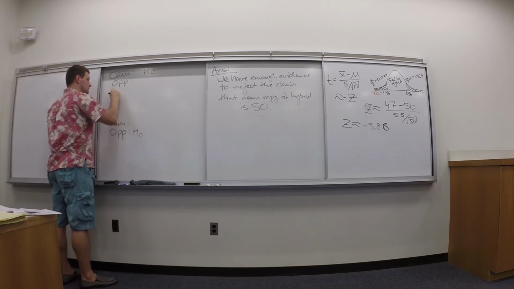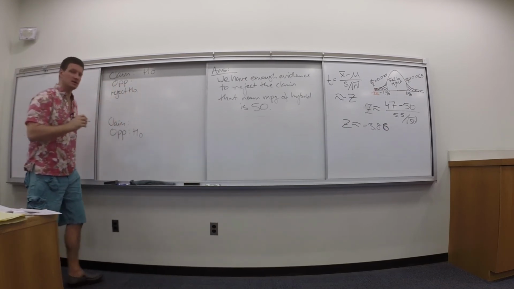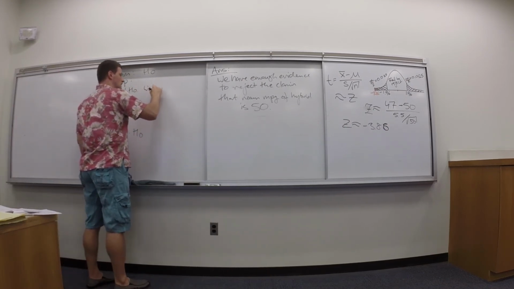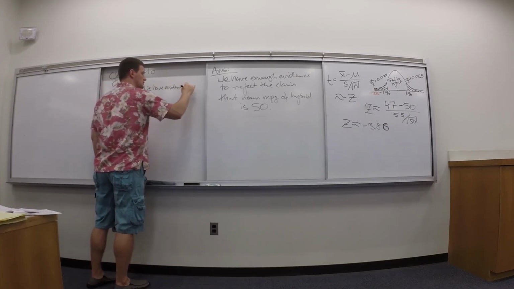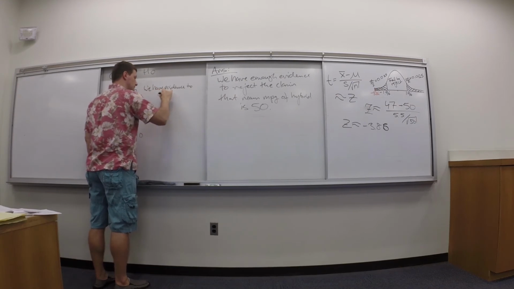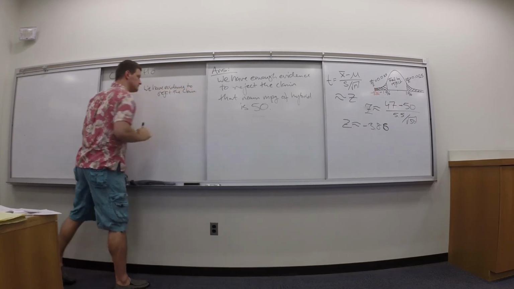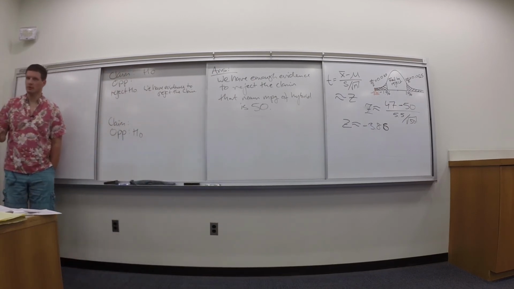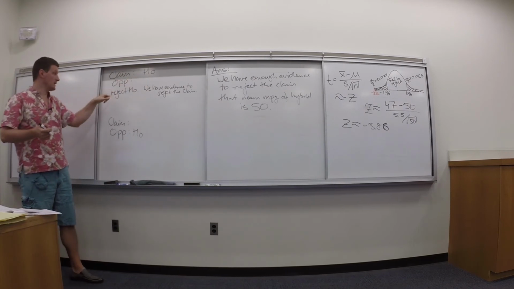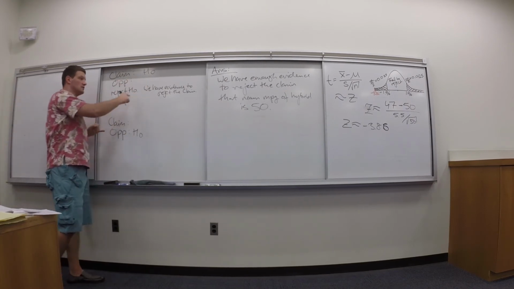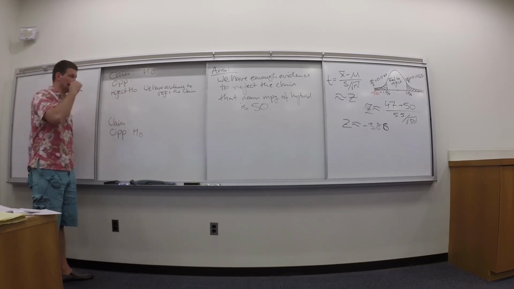So if we reject H sub 0, the answer is we have evidence to reject the claim. That's how you write the answer. So if the claim is your null hypothesis and you decide to reject H sub 0, we write that we have enough evidence to reject the claim.